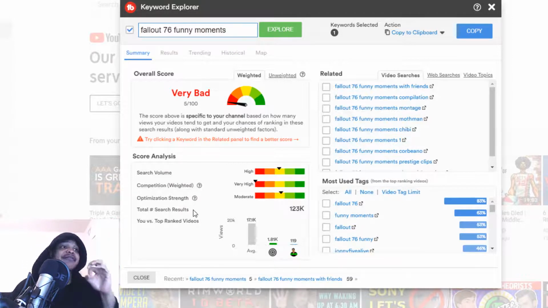with their SEO. If they've got very good SEO, then the optimization strength will be higher. If they've got bad SEO, it's going to be lower. And this is something very, very important, because even if something has a lot of competition, if people are not really optimizing, then you've got a lot of opportunity there.